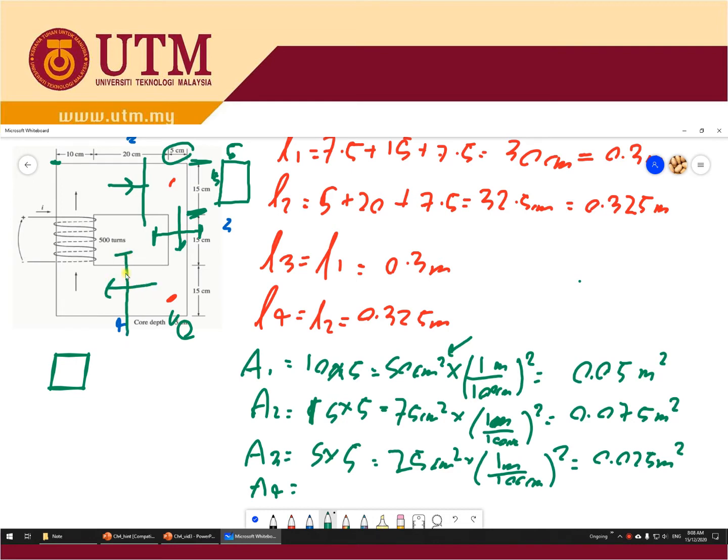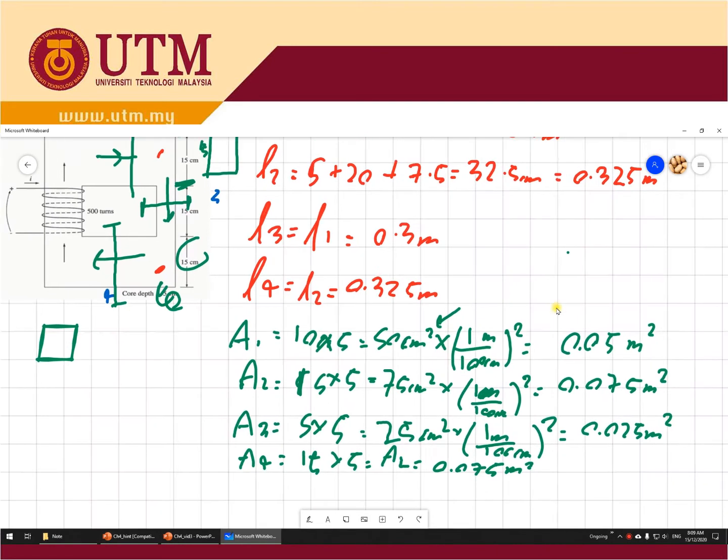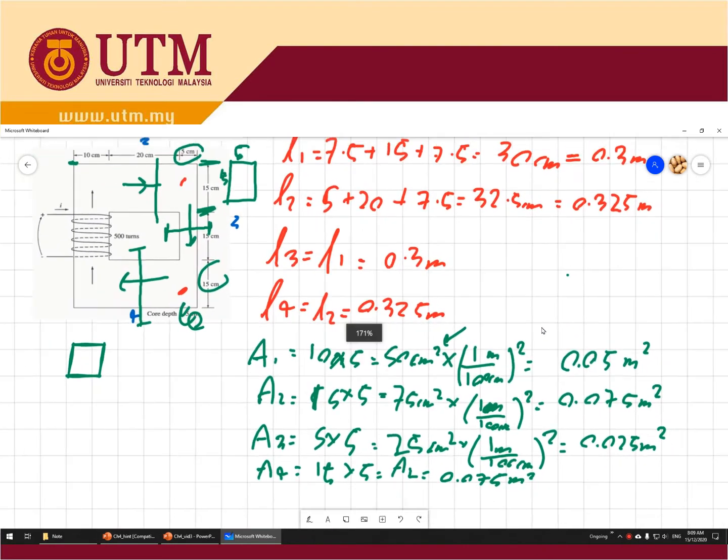And lastly, A4 is, okay, you can see here, flux moves like this, and you take a cross section here, and then you can see that this is 15 and 5. 15 multiplied by 5. So same as A2, equals to 0.075 meter squared. Okay, so you get the answer for the dimension.